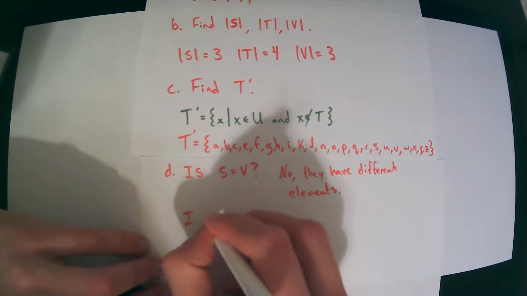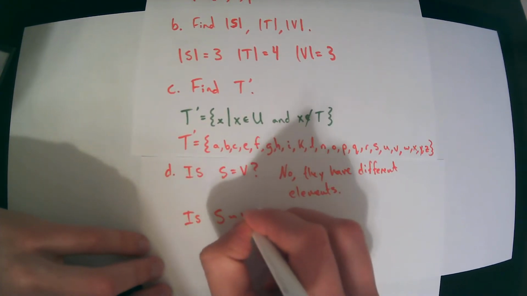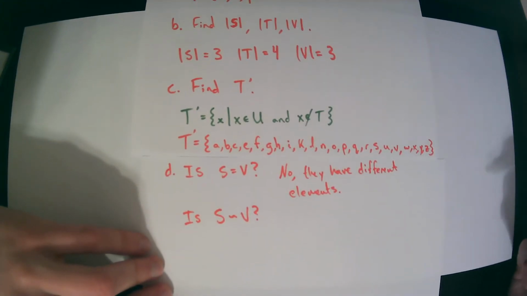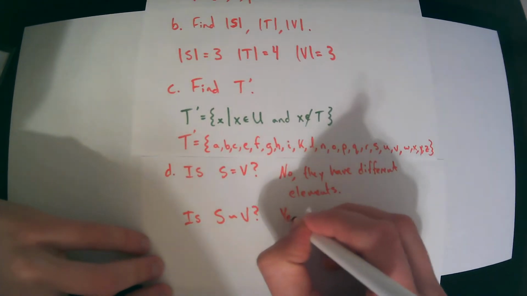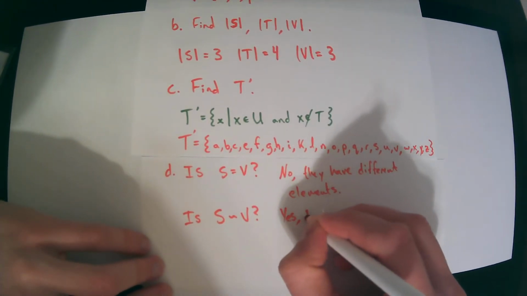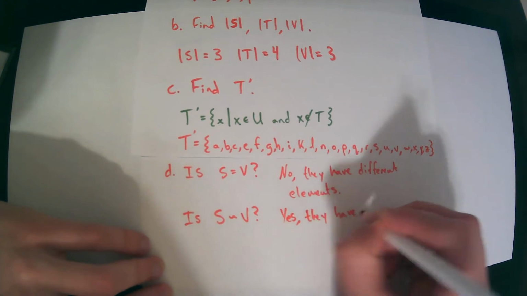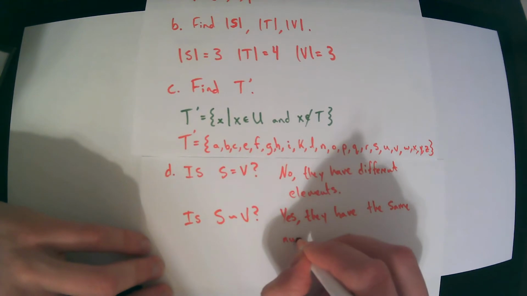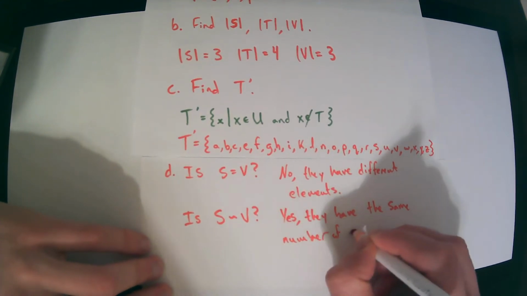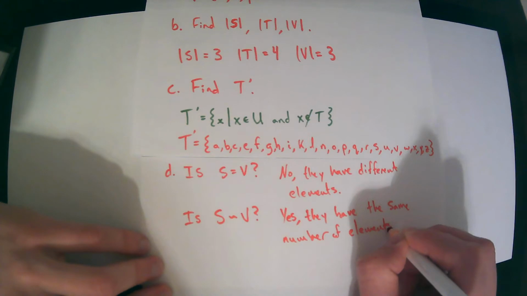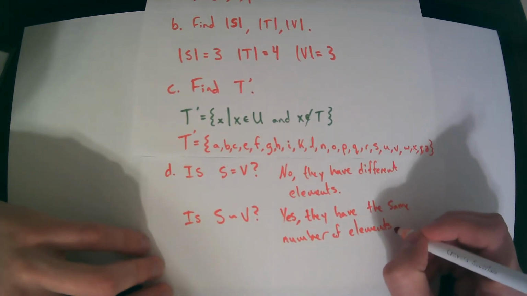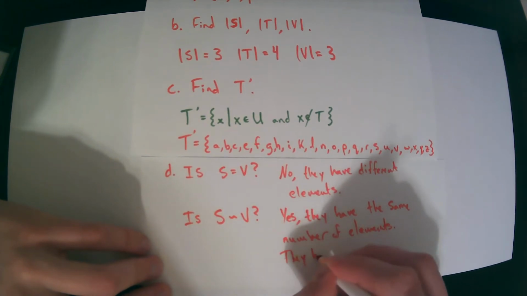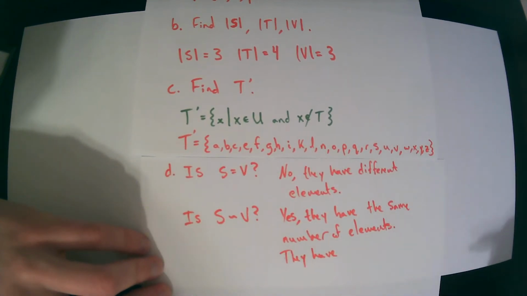Now, is S equivalent to V? Remember, equal and equivalent are two different things. Yes, they are. Why? They have the same number of elements. I could also say they have the same cardinal number. It's kind of a fancier way of saying they have the same number of elements.